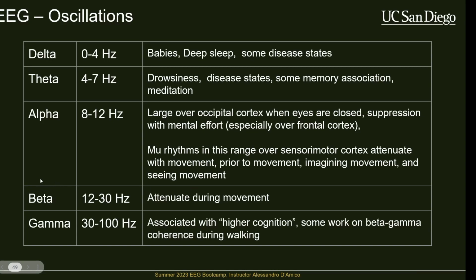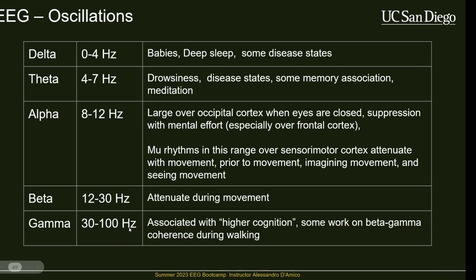Beta is very commonly studied in a lot of contexts. I just put it's attenuated during movement because I made these slides for a brain-computer interface class, and that's what most people care about, motor imagery-based things. And then gamma is sometimes broken up into low gamma, mid gamma, high gamma, and ultra high gamma, whatever.